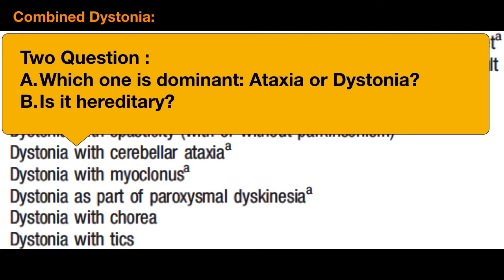Two questions should be addressed whenever facing dystonia combined with cerebellar ataxia. The first is which one, dystonia or ataxia, is the dominant motor phenomenon. If ataxia is dominant, the focus should be on the differential diagnosis of ataxia, such as the spinocerebellar ataxias. However, if dystonia is dominant, then a number of multi-system neurodegenerative diseases should be considered. The second major question is whether the condition is genetically determined or a sporadic disease.